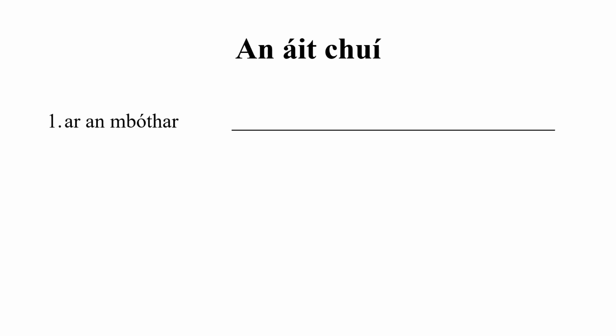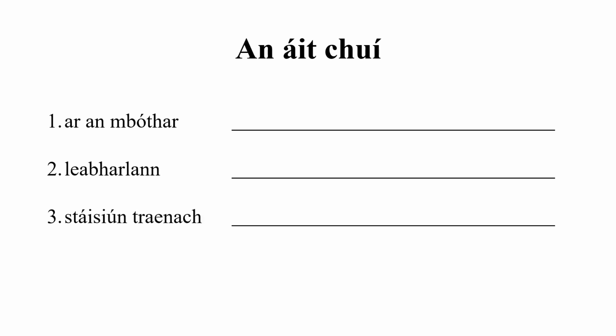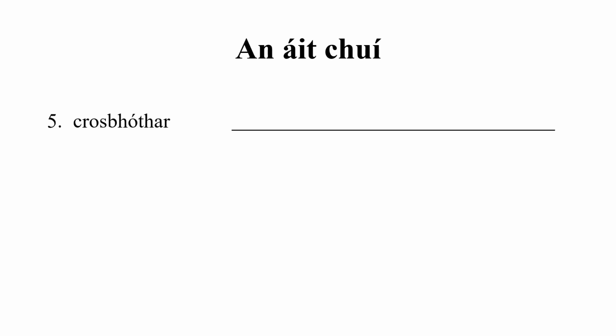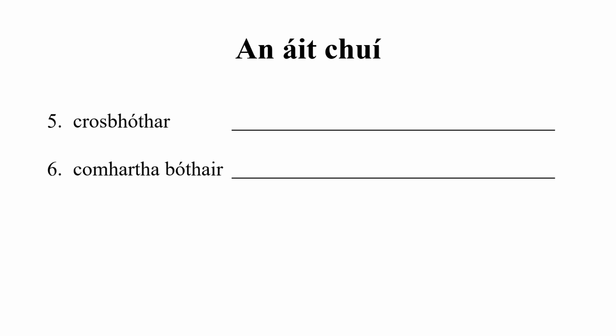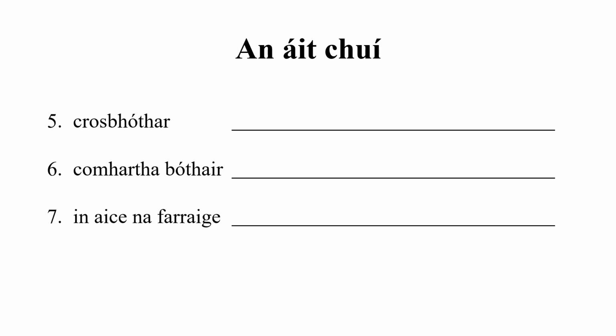We'll go through the places first. Number 1, ar an mbóthar, on the road. Number 2, an leabharlann, the library. Number 3, stáisiún traenach, a train station. Number 4, saotharlann, a laboratory. Number 5, crosbhóthar, a crossroads. Number 6, comhartha bóthair, a road sign. Number 7, in aice na farraige, beside the sea. Number 8, pictiúrlann, a cinema or movie theatre.